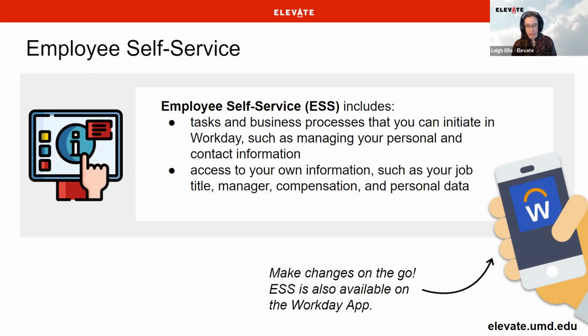By DIY, what we mean is employee self-service, or ESS. So ESS is what you can view, edit, and take action on in Workday. Employee self-service includes managing your personal and contact information, as well as being able to view your own information, like, for example, your job title, your manager, your compensation, other information like that. And because we're using Workday for this, you will also be able to complete most ESS activities, not only from your computer, but also from the Workday mobile app, if you choose to download it on your personal device.